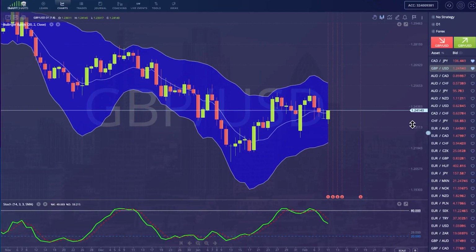The strategy is very simple. We're going to start this off as an end of day. We go to the daily time frame. Now you have a Bollinger Band and you have the stochastics. Now I prefer to use smart charts.